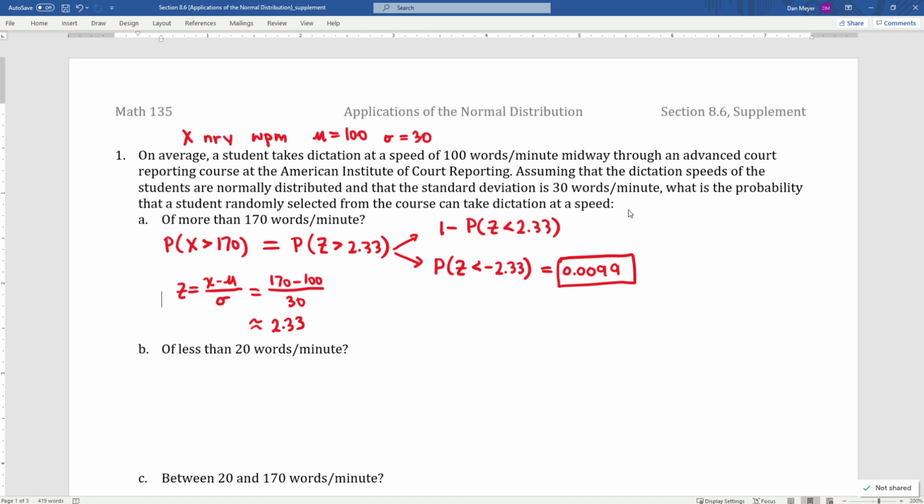All right, in part B, we want to know the probability that the student's dictation speed is less than 20 words per minute. So we are once again going to need to standardize this normal random variable with a z-score. In this case, the z-score will be 20, that's the x value, minus the mean of 100 divided by the standard deviation of 30. And that will give you a z-score here of negative 2.67.